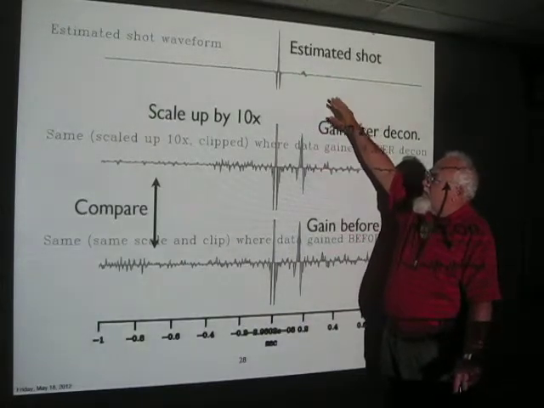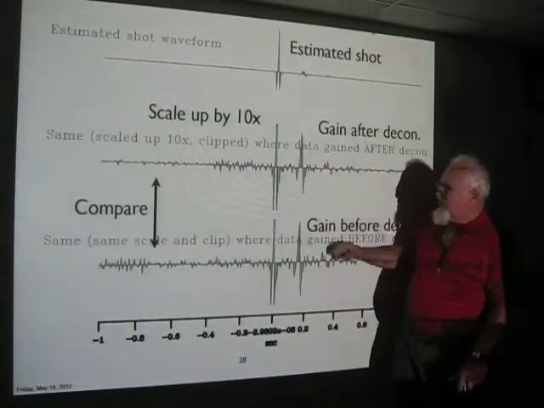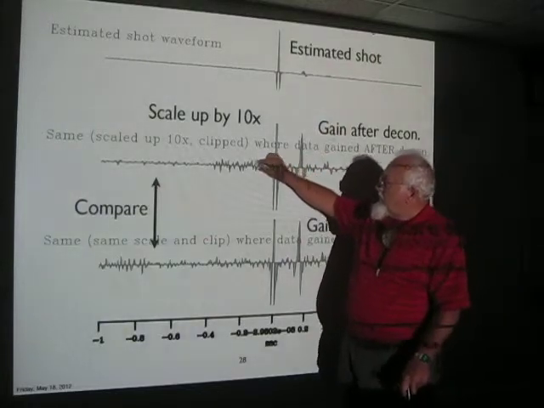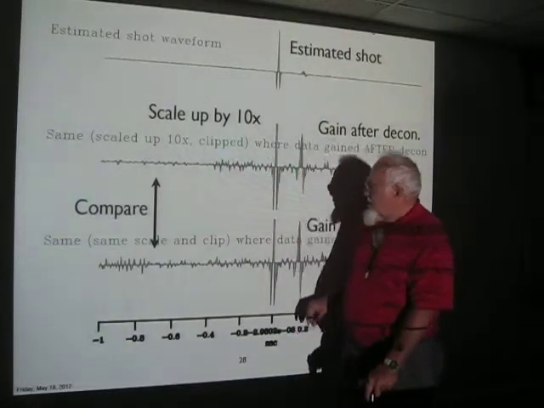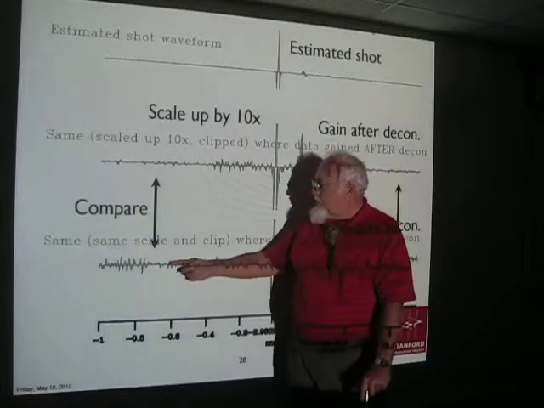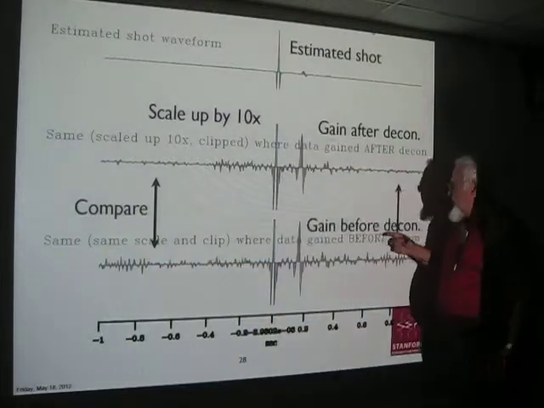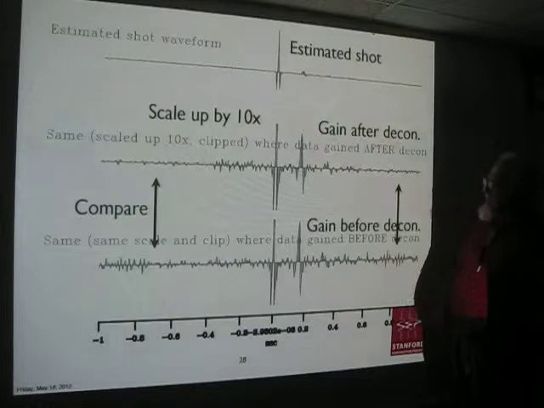In order to see that better, I turned it up by a factor of 10. And you can see there's noise now. We see noise before t equals 0. All this is obviously wrong. But you can see that's a lot more wrong if you do gain before decon instead of gain after decon.